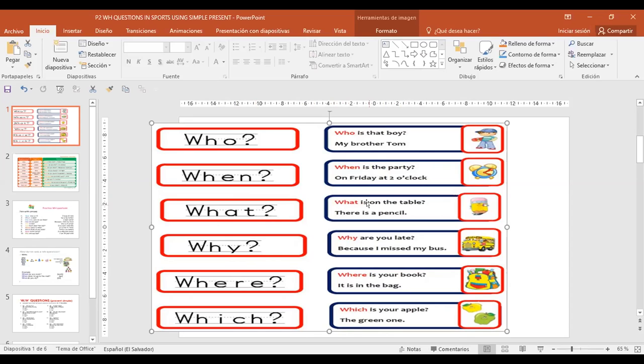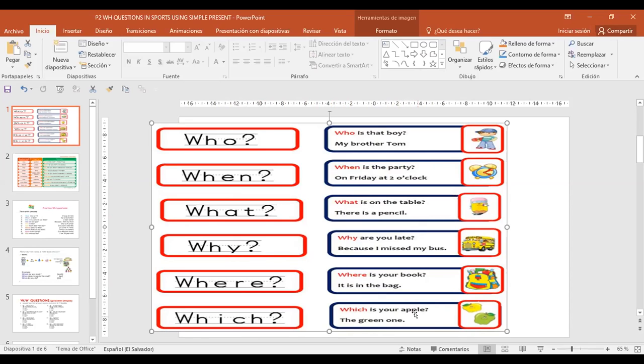What? What's on the table? Or what is on the table? There is a pencil. Why? Este why es por qué. Y en español, este por qué va tildado, ¿verdad? Y es para hacer pregunta. Why are you late? ¿Por qué llegas tarde? Because I missed my bus. Where? Where is your book? ¿Dónde está tu libro? It's in the bag.